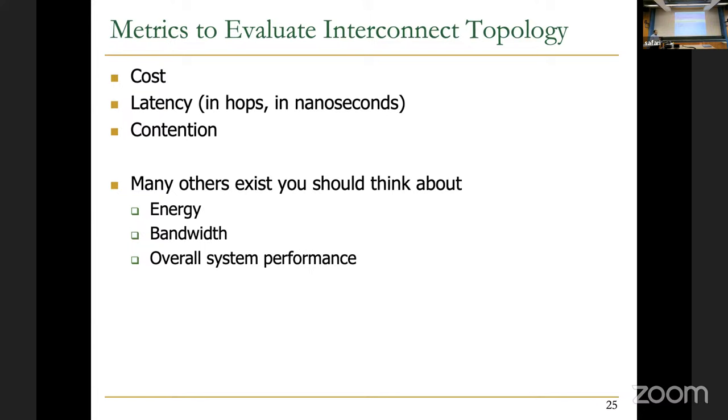Another important metric is contention: how well your interconnection topology can handle contention. Basically, how many different paths we have from one source to the destination. Because when you have rich path diversity, you can distribute the load better. You don't have to use only a single path from every source to the destination. You can change your paths. So bus is the worst one, right? Because you have only one path for every communication. But there are also many other metrics, like energy, bandwidth, and overall system performance, which are also important once we are designing a topology.